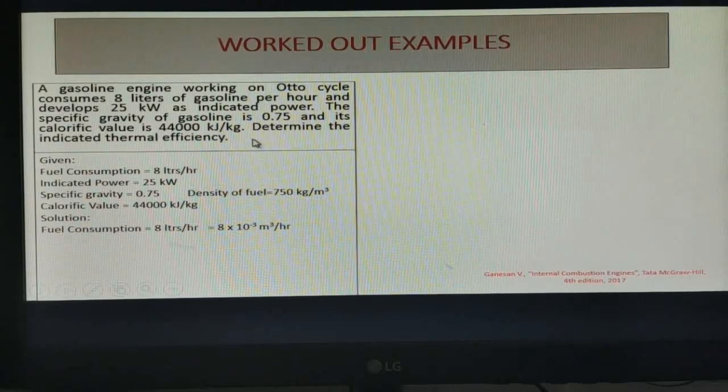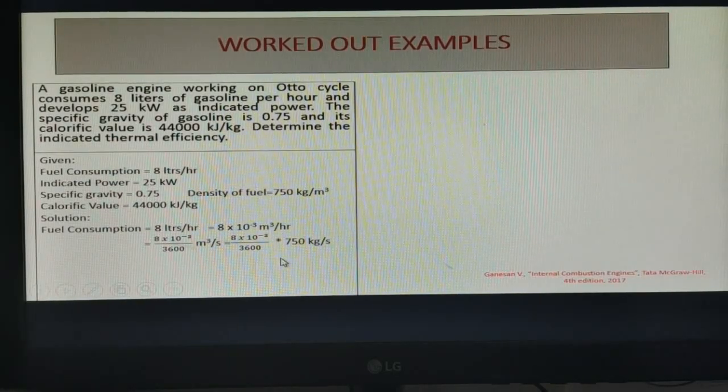As you know, the indicated thermal efficiency equation is indicated power divided by m dot f into CV. The unit of m dot f is kg per second. So we have to convert this 8 liters per hour into kg per second. First we'll convert it into meter cube per hour, multiplying with 10 raised to minus 3. Then we'll convert into meter cube per second by dividing by 3600, and then into kg per second by multiplying with the density.